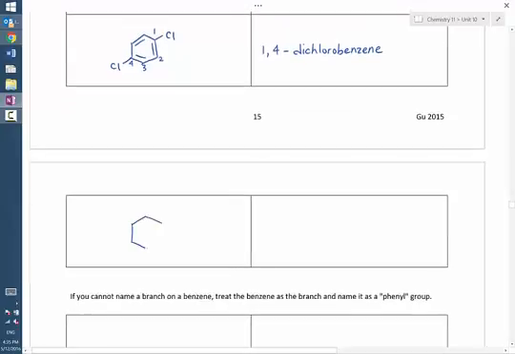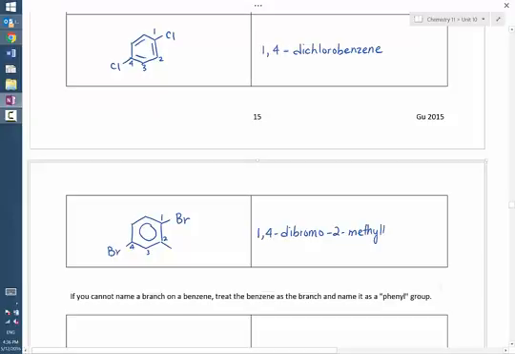Alright, next example. Here we go. Remember that you can feel free to use the circle symbol if you don't want to draw the alternating doubles. There we go. Okay. Shortest number set, or lowest number set, is probably going to be 1, 2, and 4. 1 being here, 2 and 4 is over there. Remember that bromine, certainly B will go first. We usually try to assign that priority if possible. So this is going to be 1,4-dibromo-2-methylbenzene. There you go.